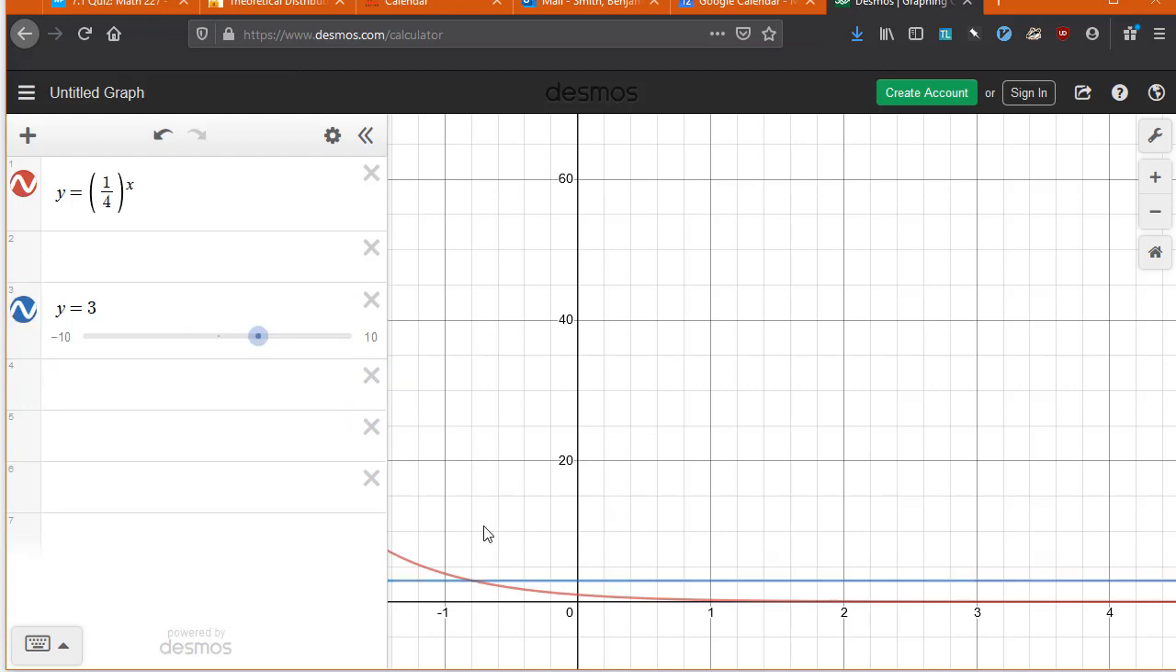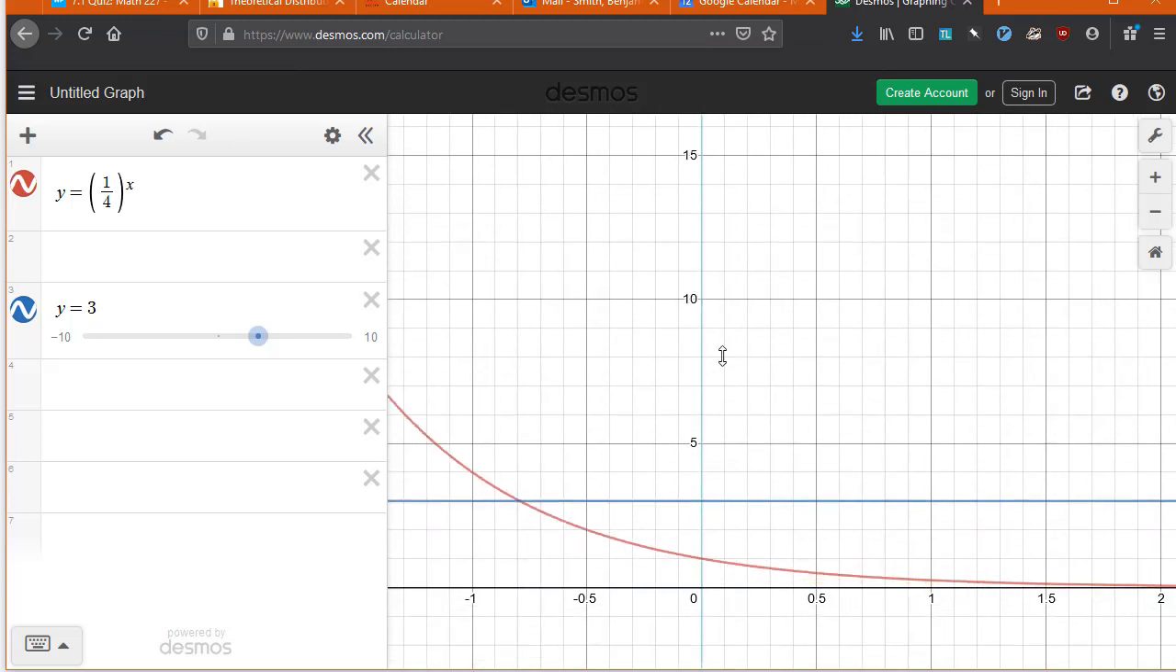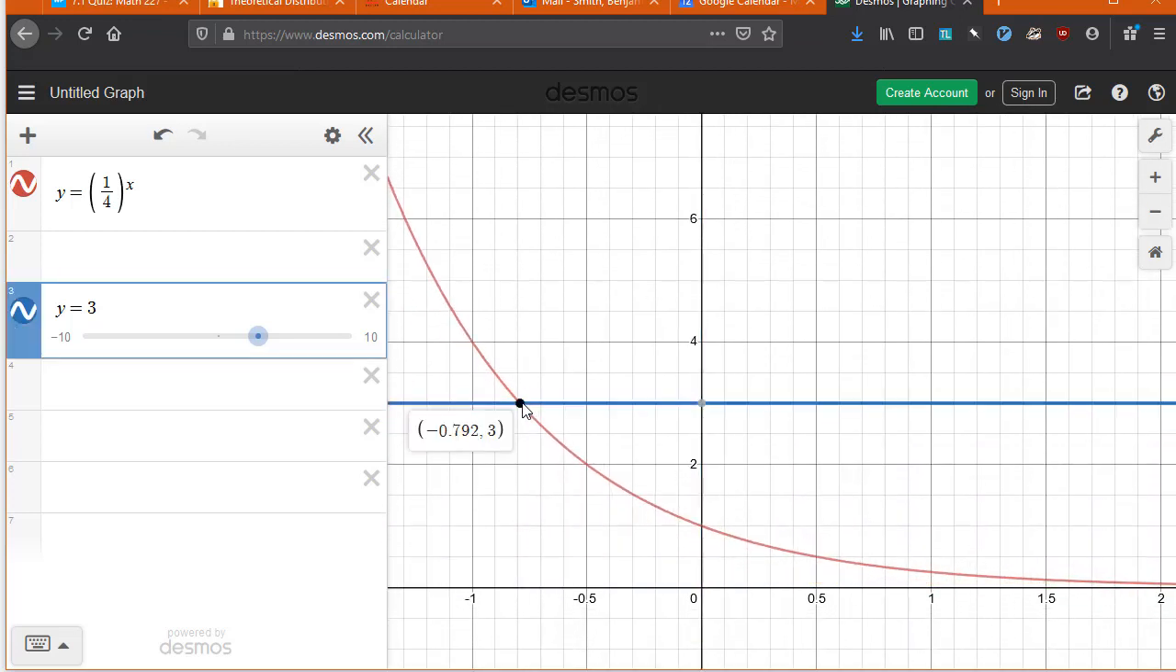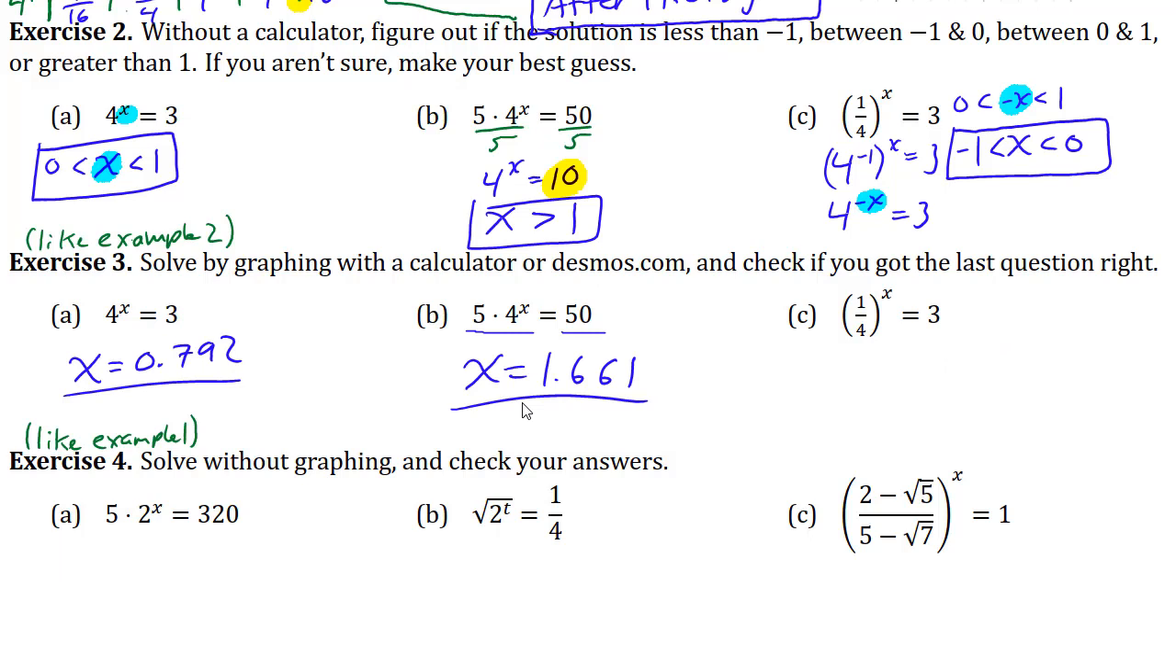Okay, so yeah, we can see the solution is over here. So we have negative 0.792. And you might notice the symmetry between this result here and this result over here, because really we are talking about whatever x makes this negative x equal to positive 0.792 is what's going to make 4 to the negative x equal to 3. So yeah, A and C are kind of related.